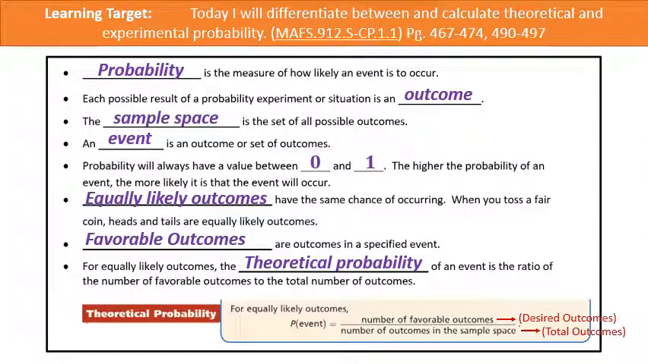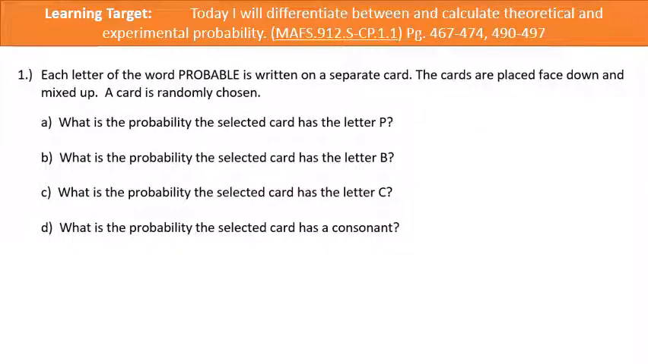Okay, let's try some. Here we go. Each letter of the word probable is written on a separate card. The cards are placed face down, mixed up, and a card is randomly chosen. What's the probability that the selected card has the letter P?